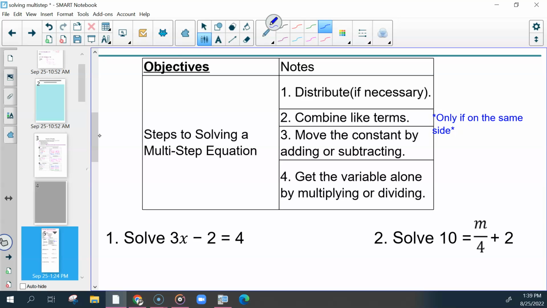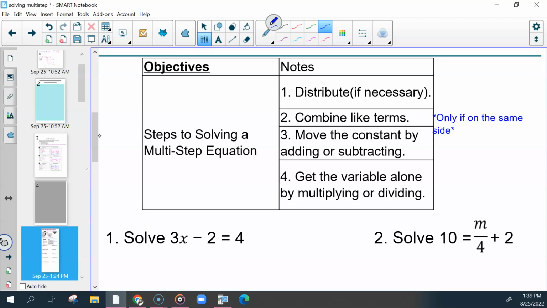And then our goal is to try to get our variable by itself. We're going to be moving things by adding or subtracting, dividing, multiplying. But usually we do the moving before multiplying or dividing, but it depends on the equation.